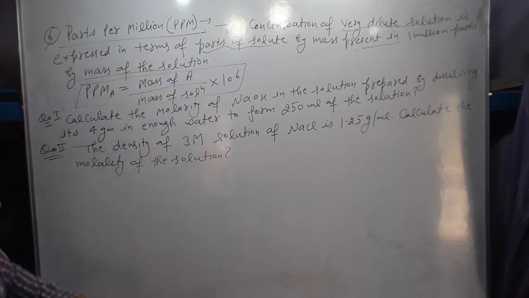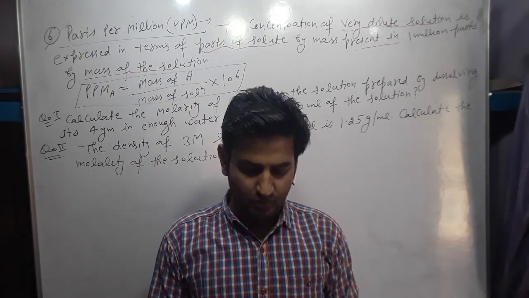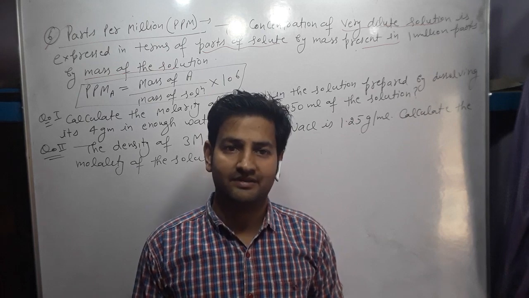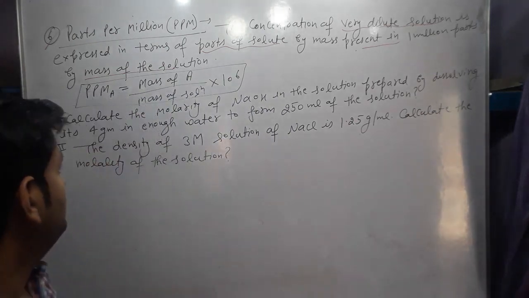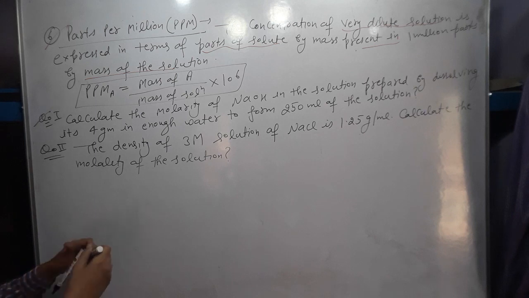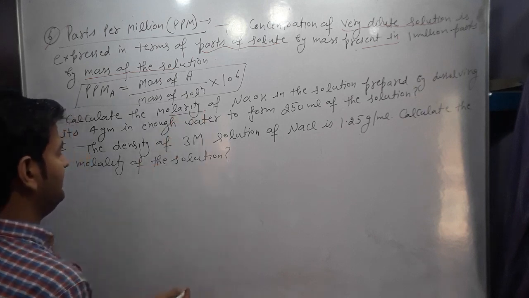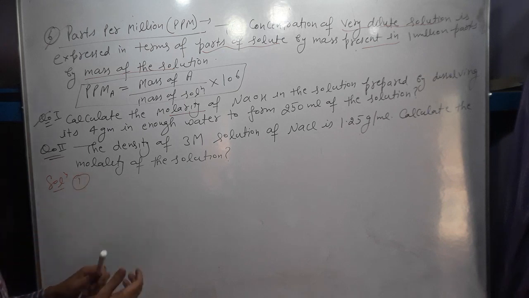Now these are the concentration terms used in the solution, that is molarity, molality, mole fraction, parts per million and mass fraction. So let's try one or two examples based on this. Question number one, calculate the molarity of NaOH. We have to calculate molarity.